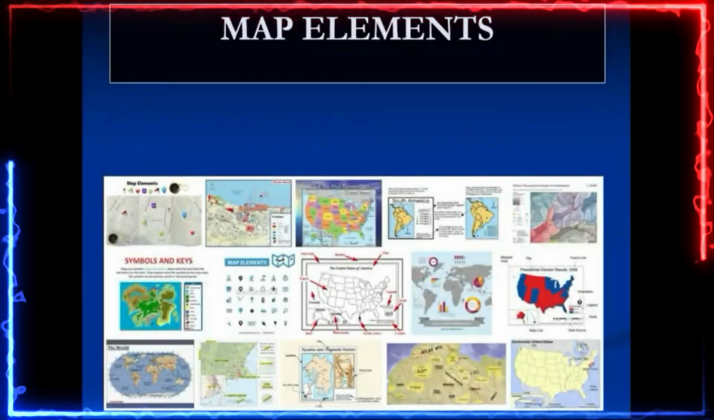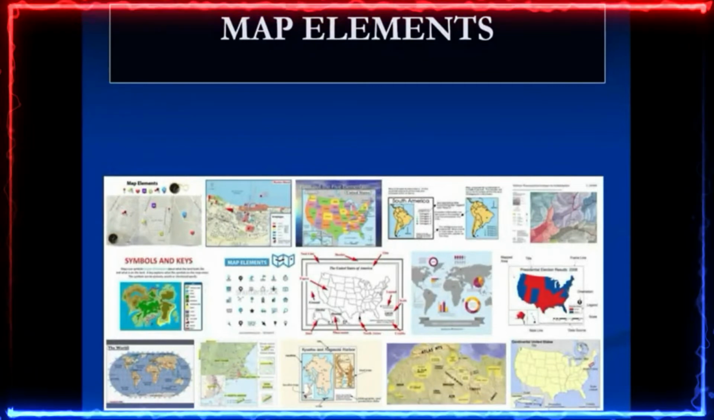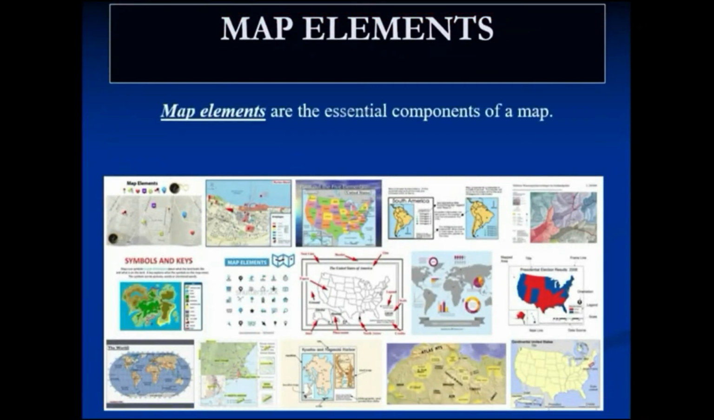The first term is map elements. This is the definition right here. This is what you should write word for word onto your vocabulary sheet. Map elements are the essential components of a map.